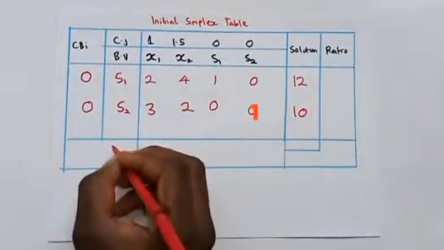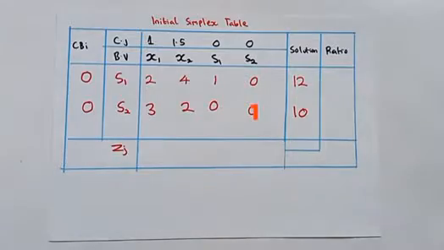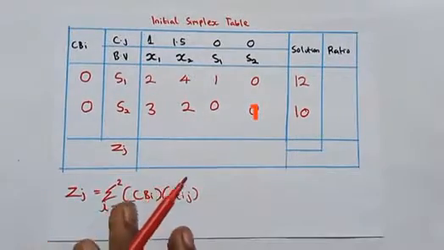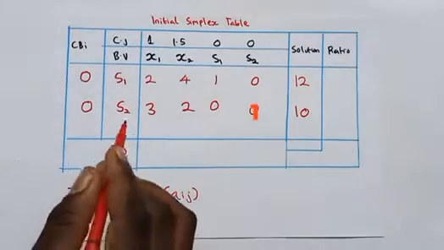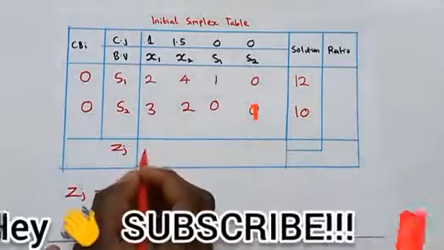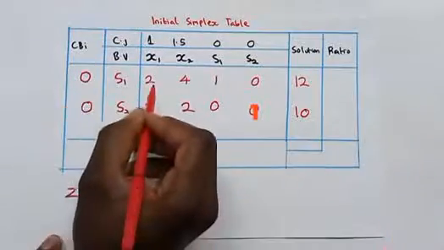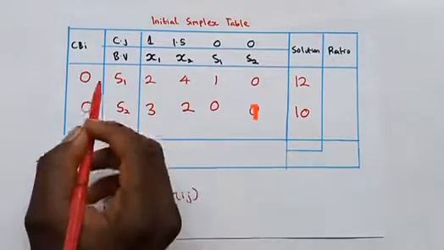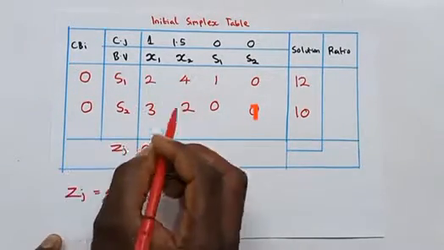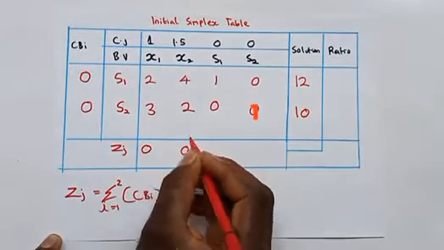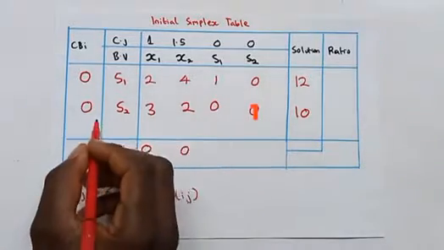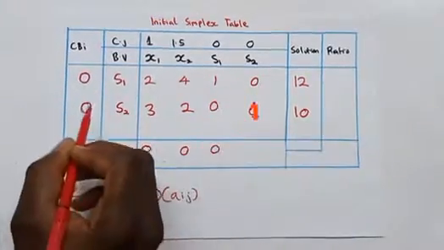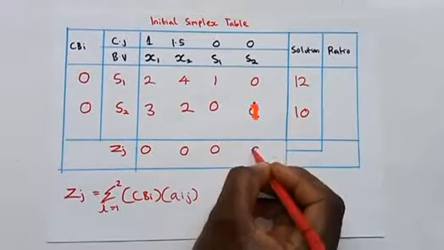The next thing to do is to find the Zj values. This is the formula to find Zj values. But here, I'm going to show you how to find Zj values with a simple method. 0 multiplied by 2 plus 0 multiplied by 3 gives you 0. 0 multiplied by 4 plus 0 multiplied by 2 gives you 0. 0 multiplied by 1 plus 0 multiplied by 0 gives you 0. 0 multiplied by 0 plus 0 multiplied by 1 still gives you 0.